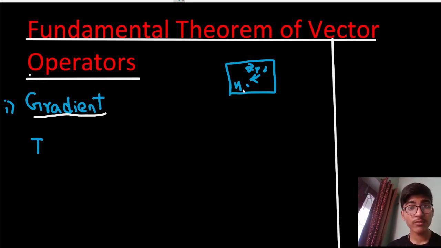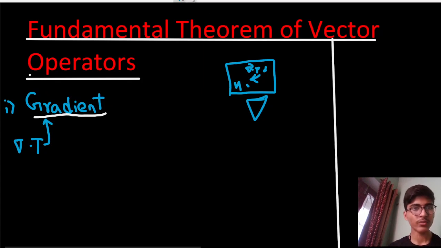In gradient, divergence, and curl, there is a vector operator called the nabla operator, which is denoted by this particular symbol. T is a scalar quantity, and when you apply the nabla operator to it, that is what is called the gradient. Okay, you have understood what the gradient is. Now we are going to discuss the fundamental theorem of the gradient.